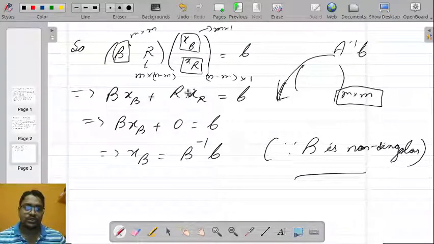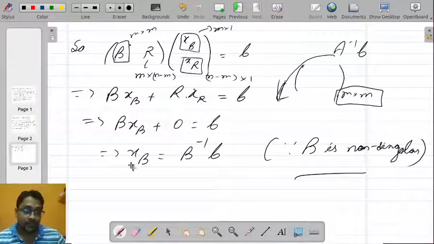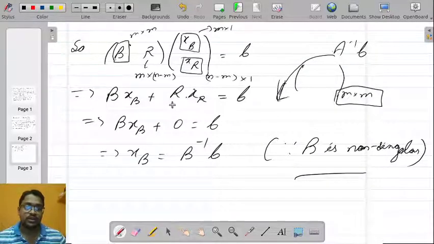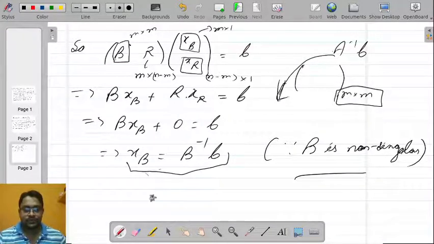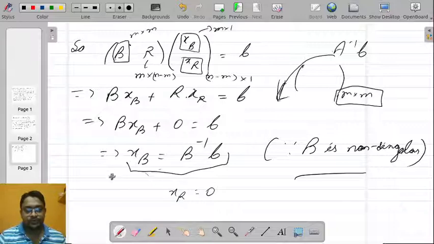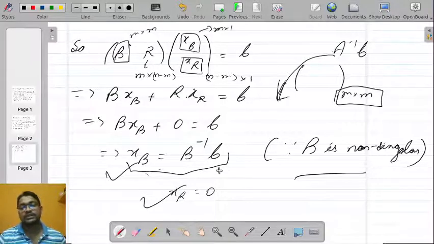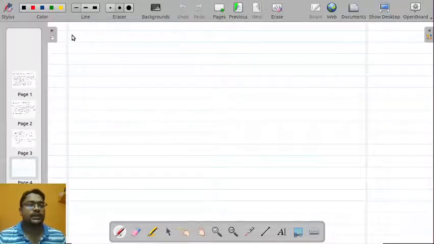For that we need to find an m by m submatrix from A which is non-singular. Once we get that submatrix, taking all other variables to 0, we get xB equal to B inverse b as a solution. So the solution is xB equal to B inverse b and xR equal to 0. These two together give us a basic solution. So this is the theoretical idea.